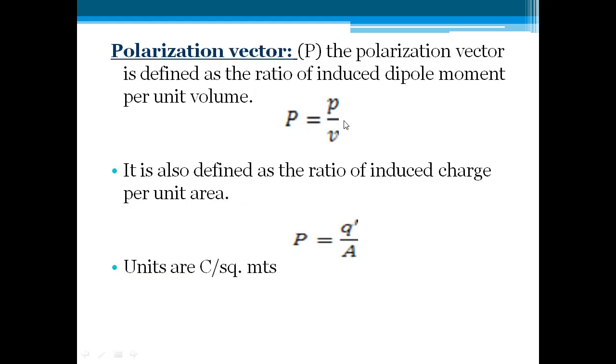If you substitute the formula for dipole moment, that is charge times the distance between the poles, q into 2l, and volume as area into length, you can cancel the length terms, so you are left with charge per unit area. So the polarization vector is otherwise defined as induced charge per unit area, and the units are coulomb per meter square. Depending upon the given dielectric material, there are three different types of polarization especially.